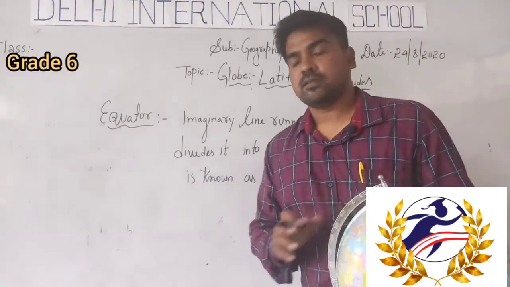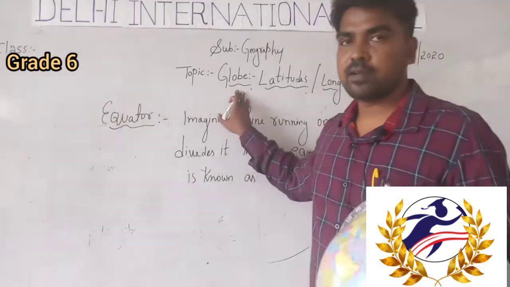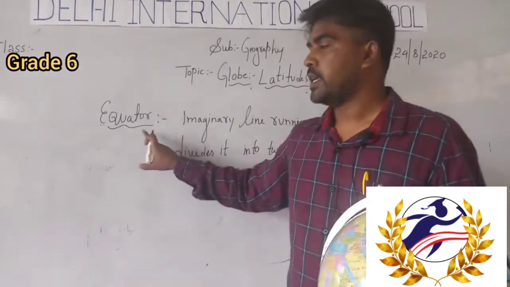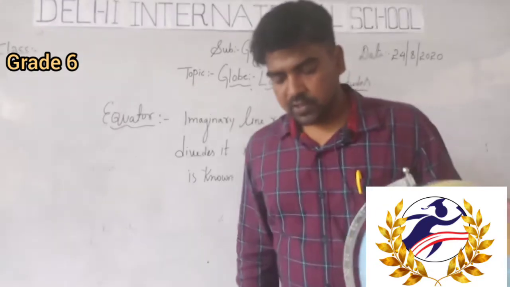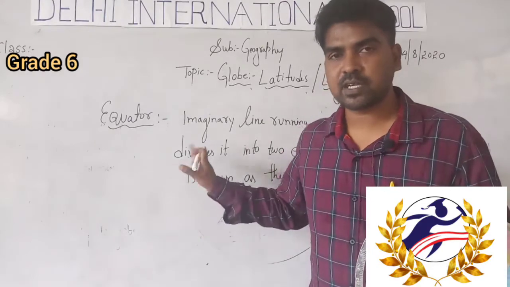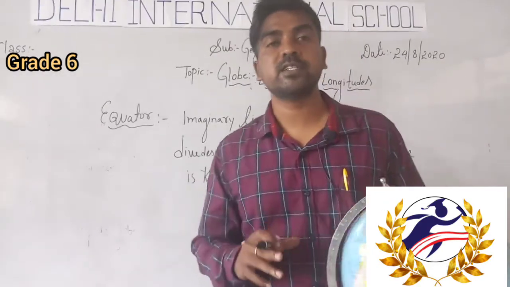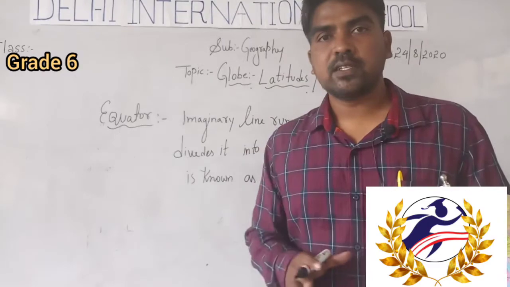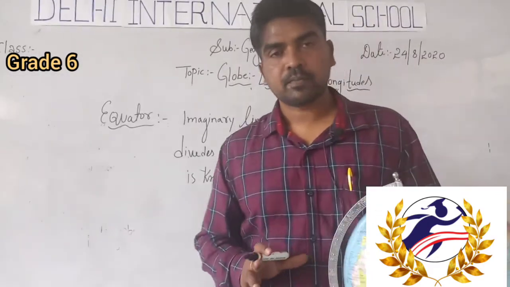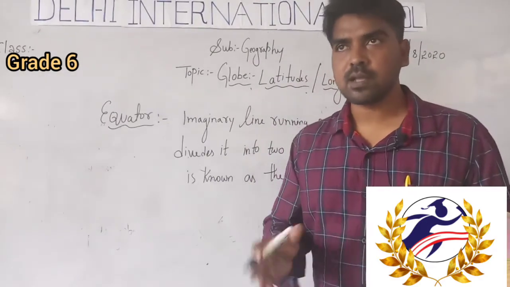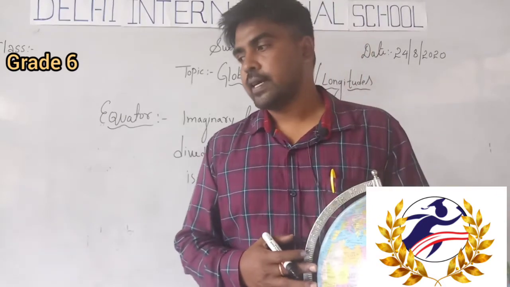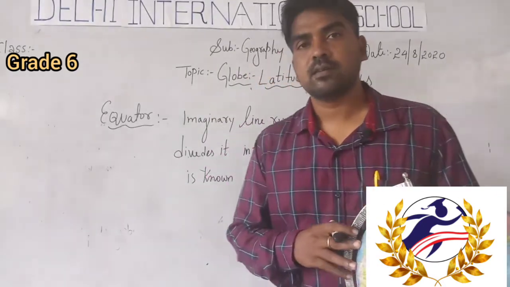Okay, students, in this class we have learned about the meaning of globe, latitudes, longitudes, equator and axis. This is a little difficult concept because this is the first time you are learning physical geography, not natural geography. So definitely there will be some confusion. If you have any doubts, please ask us. We are here to solve your problems, and try to read the lesson. You will come to know.